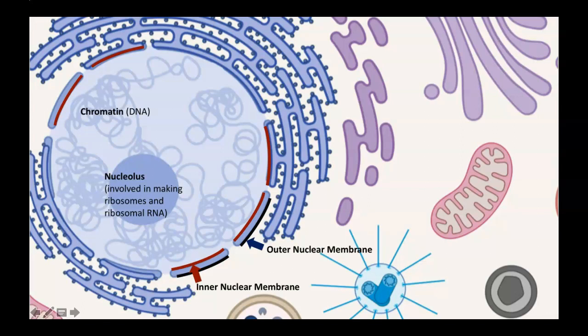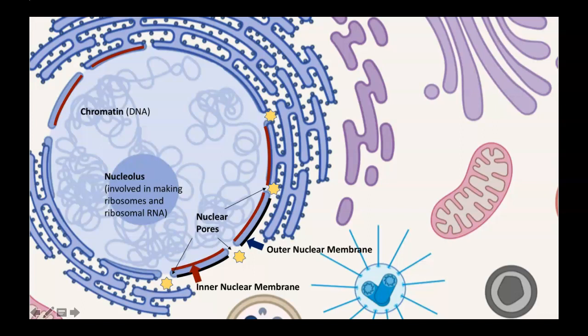The other thing I want you to notice is that there are places where the inner nuclear membrane and the outer nuclear membrane fuse. And where that happens, there are holes in the nuclear envelope. We call these the nuclear pores. And these are going to be the structures through which messenger RNA is going to leave the nucleus and proteins are going to enter the nucleus.